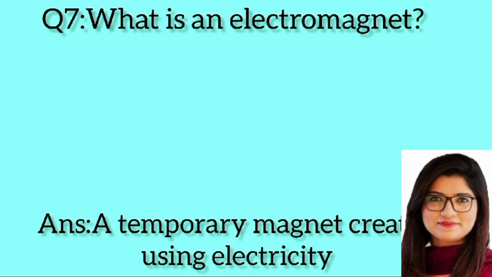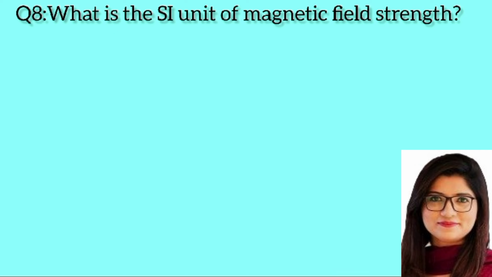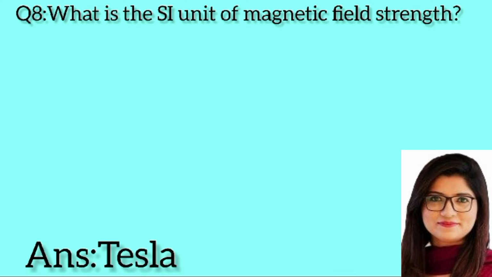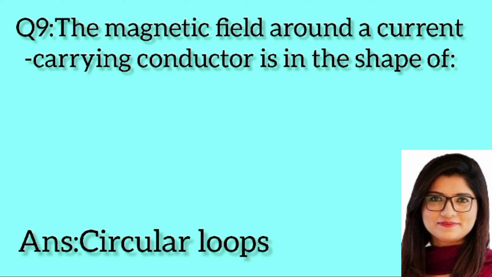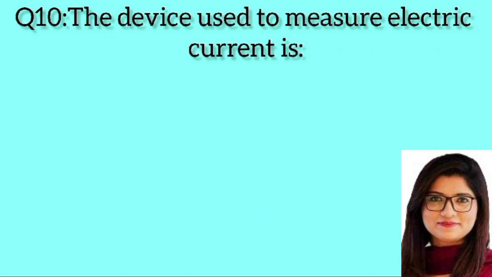Answer: a temporary magnet created using electricity. Question 8. What is the SI unit of magnetic field strength? Answer: Tesla. Question 9. The magnetic field around a current carrying conductor is in the shape of? Answer: circular loops. Question 10.